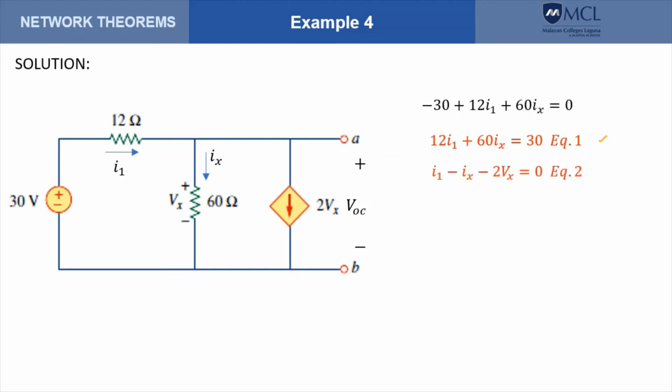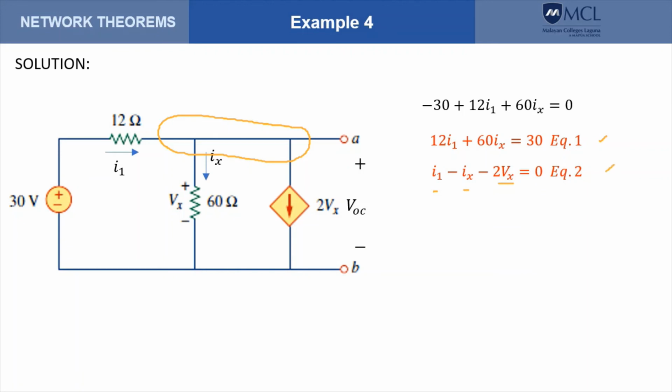Then we can use KCL here. So take note, this is a node. And we can use KCL there to produce another equation. So currents entering that node minus currents leaving equals 0. So current entering is I sub 1, current leaving is I sub x, and 2Vx. Take note that 2Vx is the current, a dependent current source at that. So that becomes our second equation.